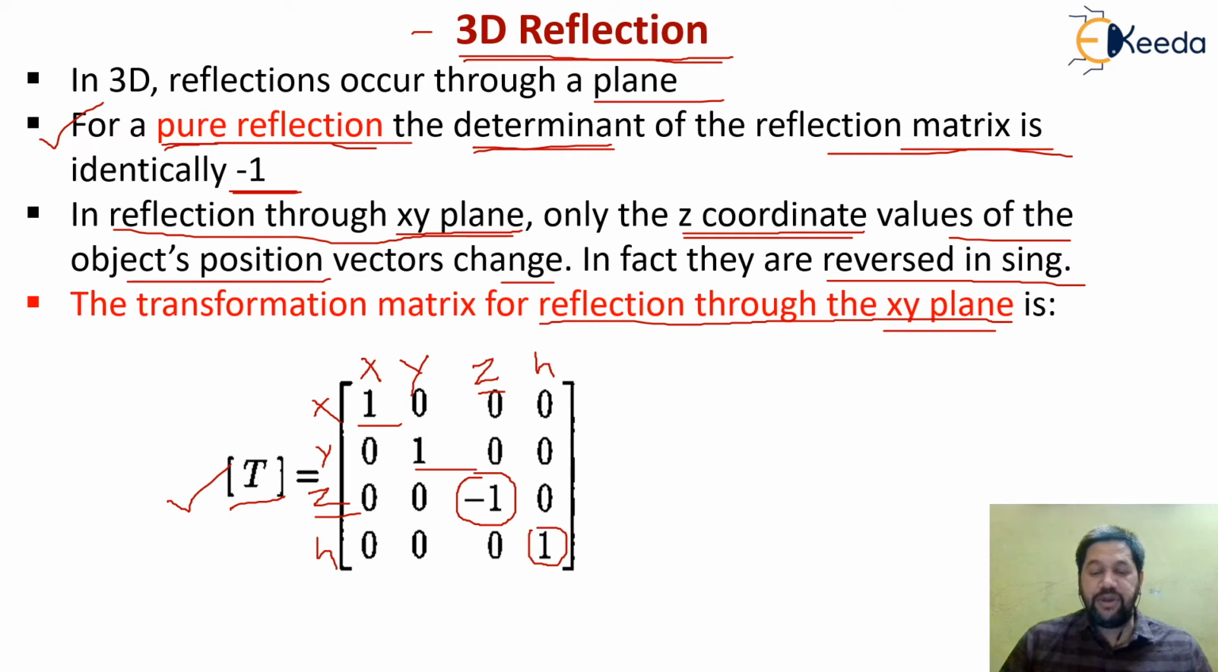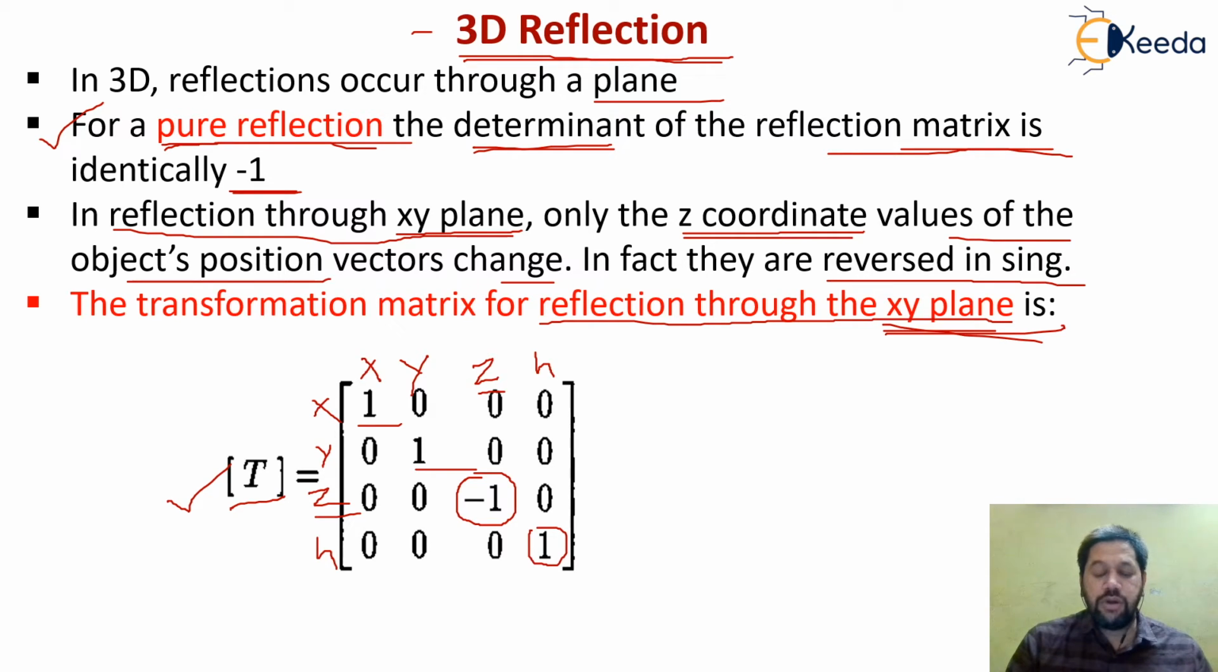So here in three dimensional, we cannot call the reflection about x-axis, y-axis or z-axis, but we call it the reflection through xy plane. Reflection through xy plane indicates that only the z value will be -1. So that we have to remember.